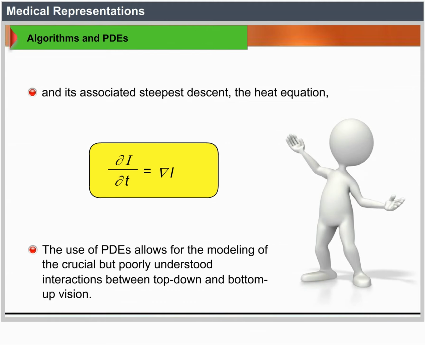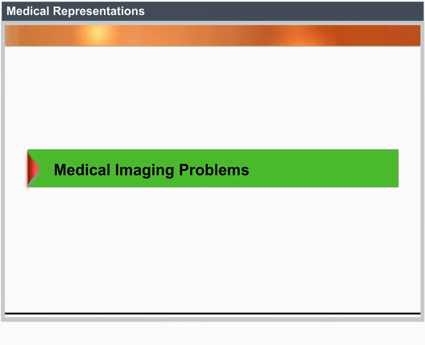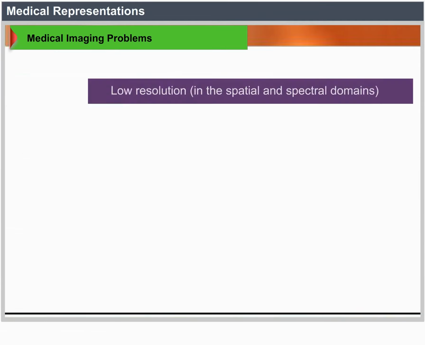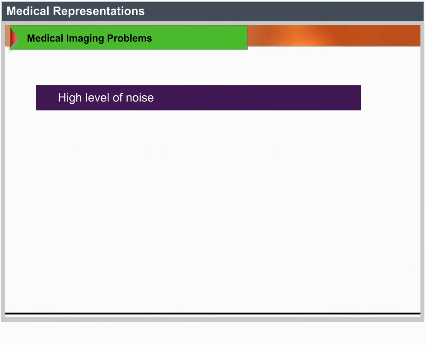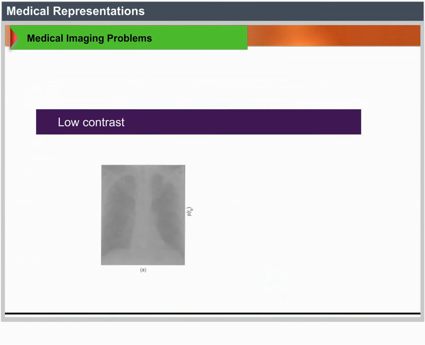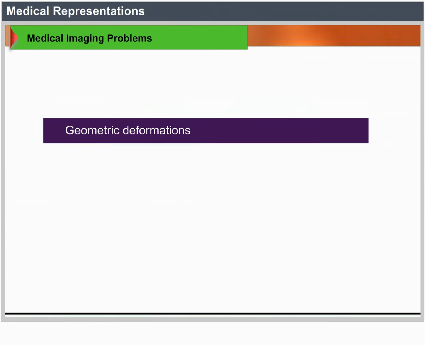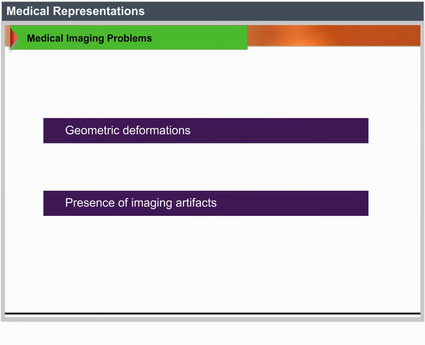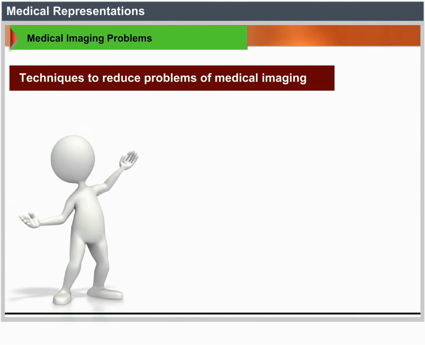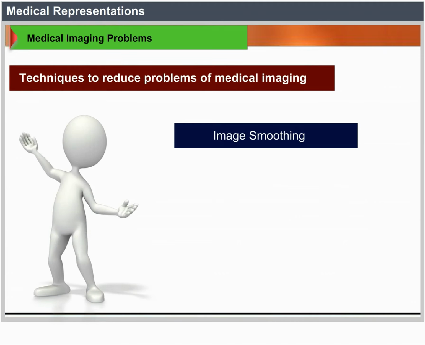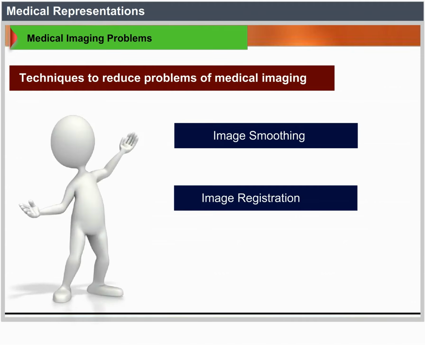Medical imaging problems. Low resolution in the spatial and spectral domains, high level of noise, low contrast, geometric deformations, presence of imaging artifacts. Techniques to reduce problems of medical imaging. Image smoothing, image registration, image segmentation.